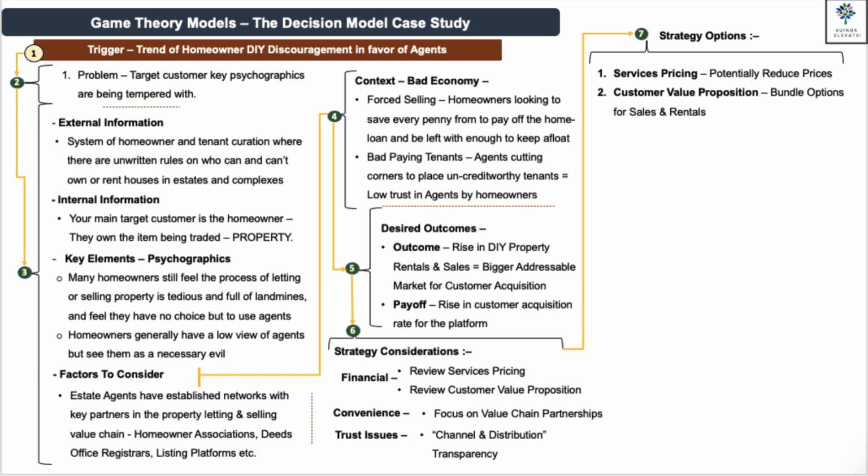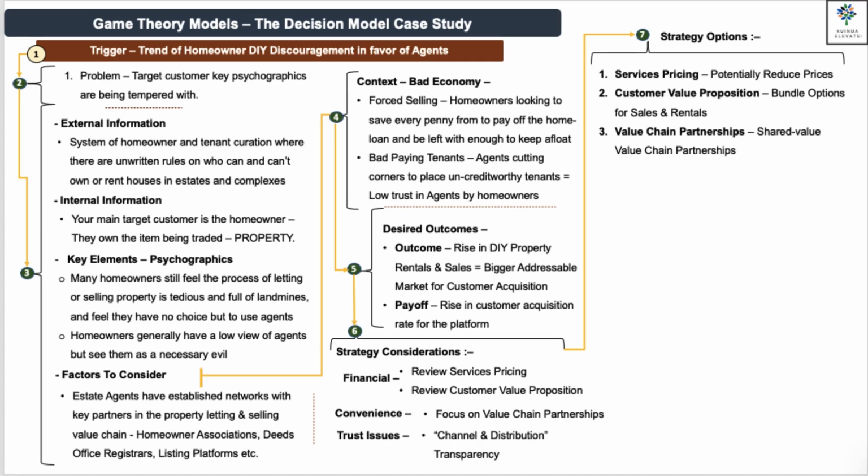The next option is beefing up your value proposition, which you can do via bundled options with tangible added benefits for homeowners. You can derive these added benefits as presented by option 3: revenue share or shared value driven property rentals and sales fulfillment value chain partnerships.